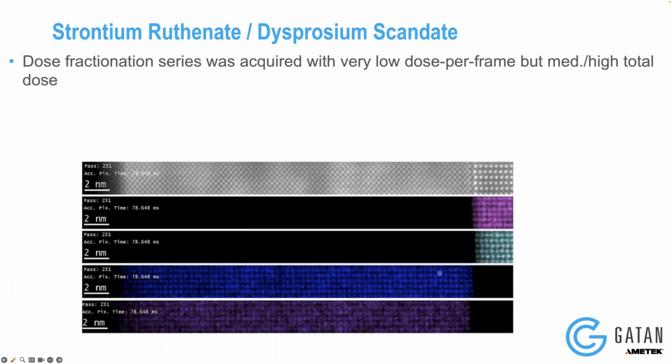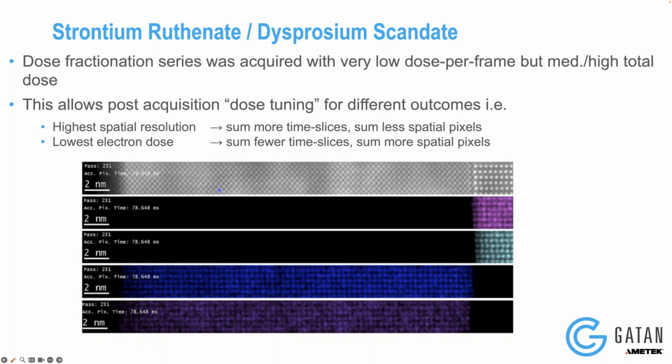So our maps here look fantastic when we sum the whole series, but the trick is that we want to sum the minimum number required to get the result that we need. So this ability to do dose tuning for different outcomes is a really strong and powerful thing with this dose fractionation series.